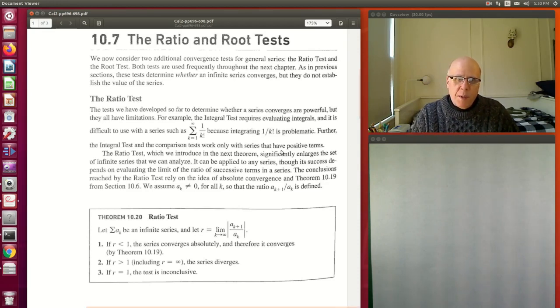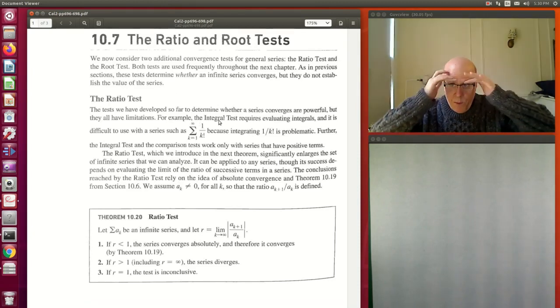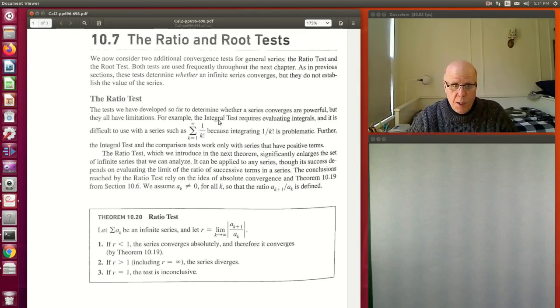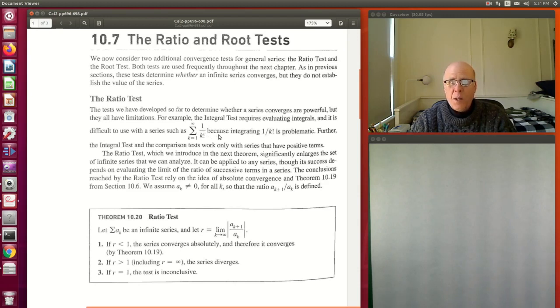And actually the beginning couple of paragraphs here of section 10.7 do a nice job of explaining the situation. So up to this point, we've got the alternating series test, which is great, but what if you don't have an alternating series? And we've got the integral test, which is lovely, but if you can't integrate the thing you're after, then it's not gonna fly. So they give an example in here of the summation of 1 over k factorial. The terms of that go to 0 quickly, right? Because k factorial grows so huge, it makes sense that this converges.